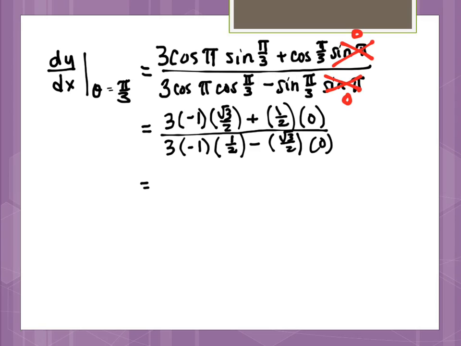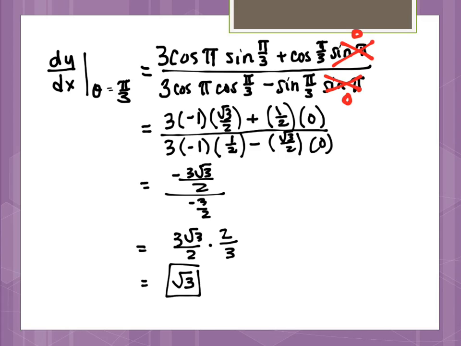What does the numerator become? -3 out of 3 over 2. Good. What's the denominator become? -3/2. Thank you. So we can multiply by the reciprocal, right? They're both negative, so those are going to cancel out. This is 3 square root 3 over 2 times 2 over 3 for a grand total of what? Square root 3. So the slope is square root of 3.